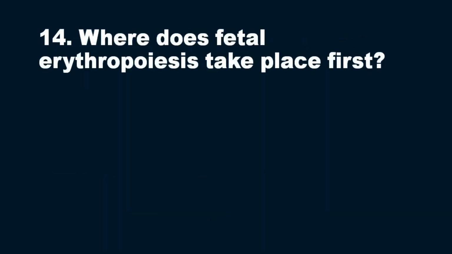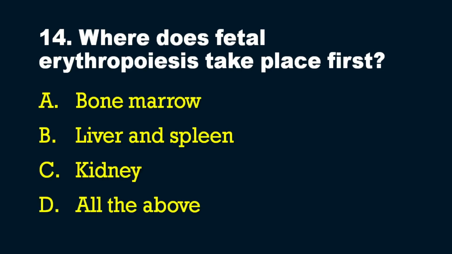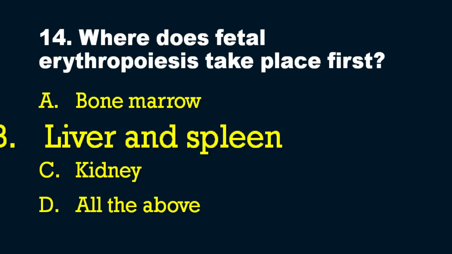Moving on to the second last important question from the series. So where does the fetal erythropoiesis take place first? You should read the question very carefully. Erythropoiesis, fetus, and the first site. So the options are option A, bone marrow, option B, liver and spleen, option C, kidney, and option D, from all the above sources. The answer is option number B, that is liver and spleen, not the bone marrow initially.